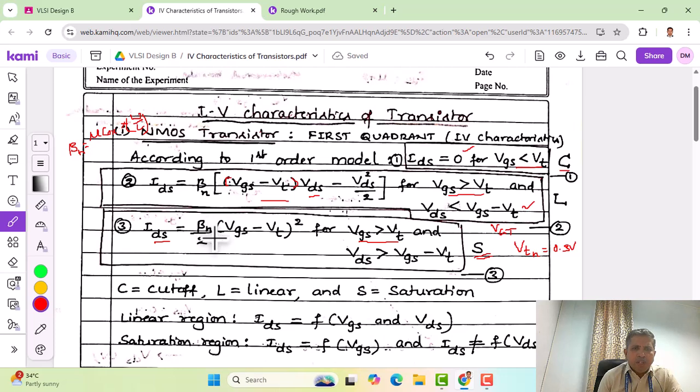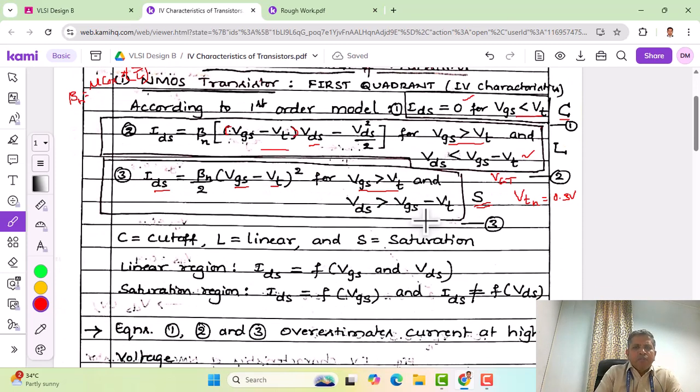So IDS equals beta n by 2 into (VGS minus VT) whole square. So these are the three regions of operation, namely cutoff region, linear region, and the saturation region. And we have shown the conditions to operate in each of these regions, followed by the current that flows in all the regions.